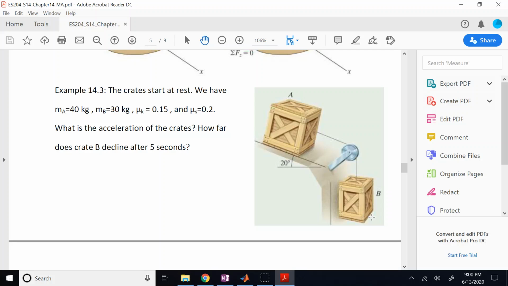So it says the two boxes start at rest. Means what? Their initial velocities are both equal to 0. That's the meaning of rest. The mass of A is 40 kilogram, mass of B is 30. The coefficient of kinetic friction is 0.15. For static friction it is 0.2. What is the acceleration of the crates when you let them go? And then after 5 seconds, how far does box B go down the incline?